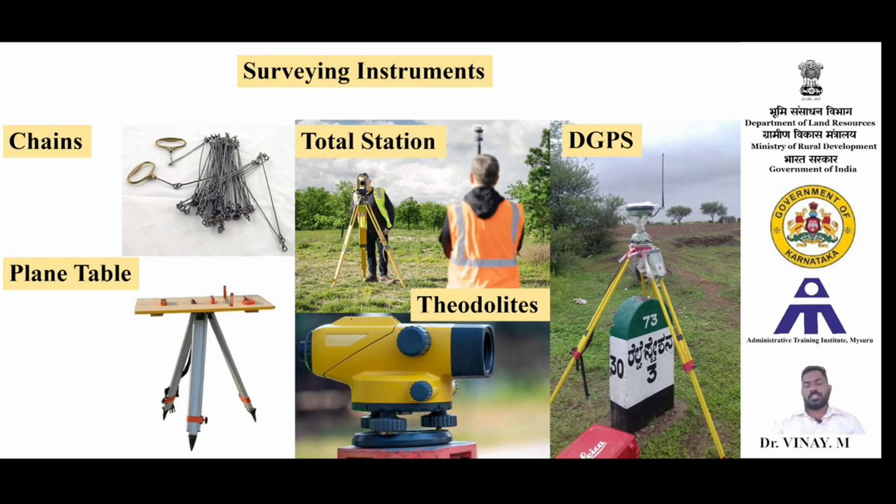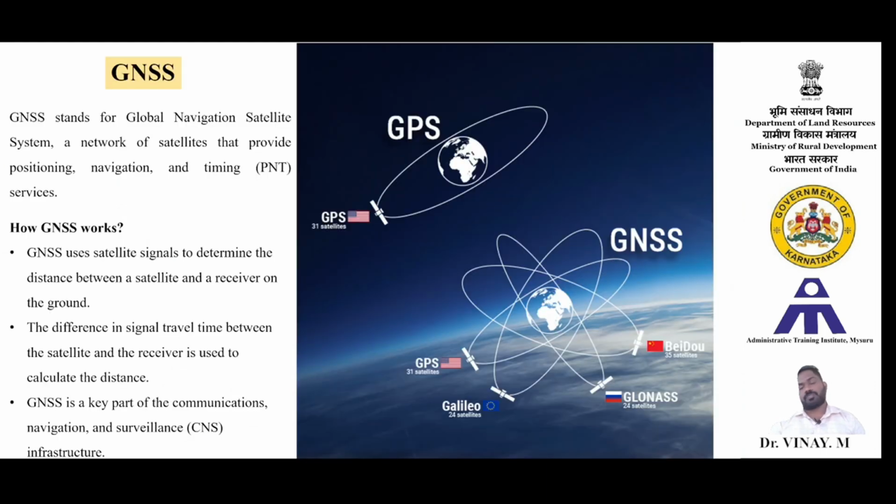So these are all the instruments where, in the traditional form of surveying, the chains, plane table, ranging rods were used. But if we look into the modern surveying instruments, the total station, theodolites, DGPS, these are all the instruments which act as a tool for measuring the earth surfaces and what features are available on the earth.